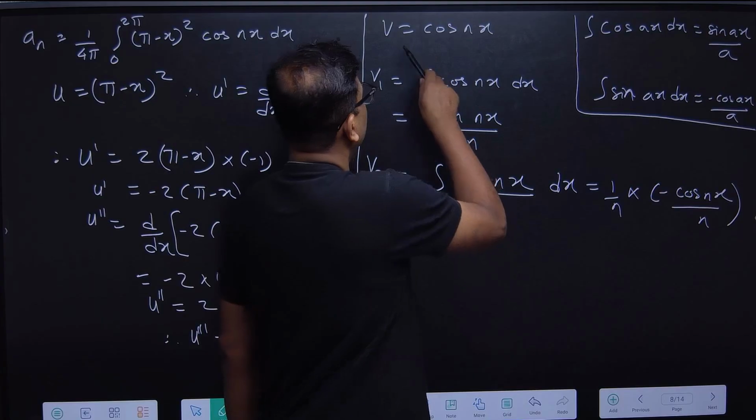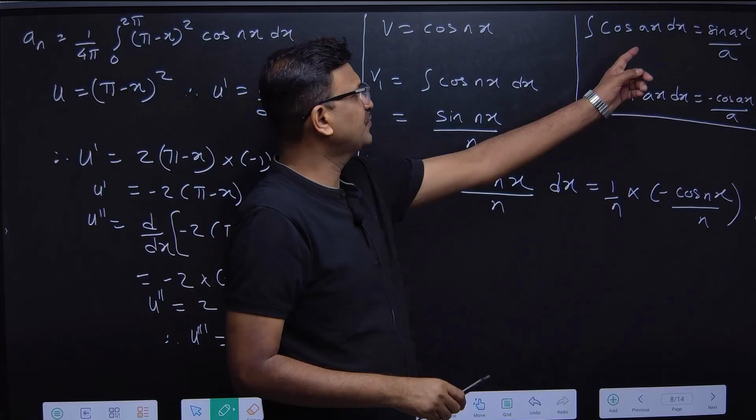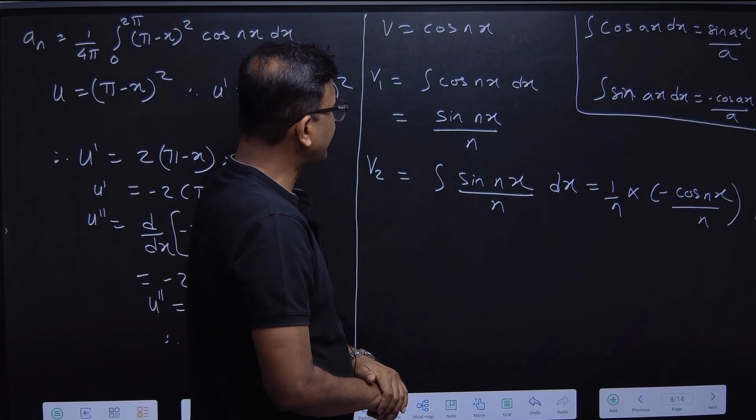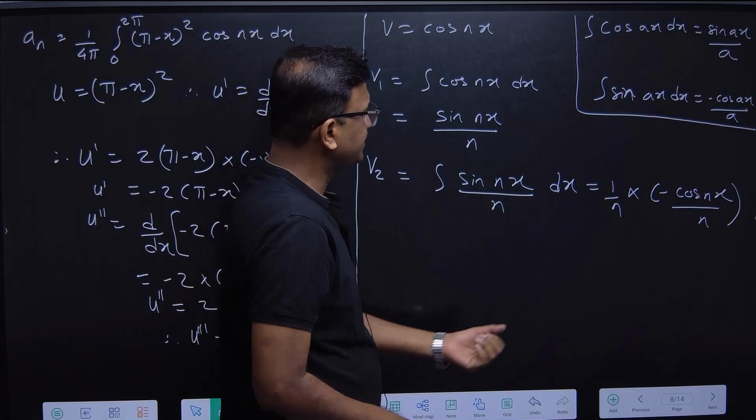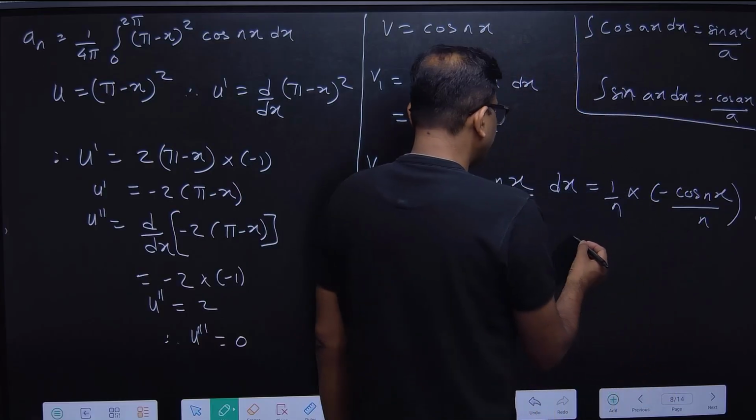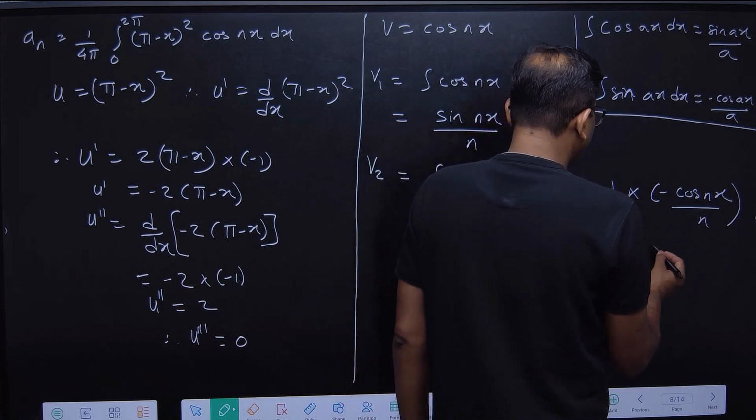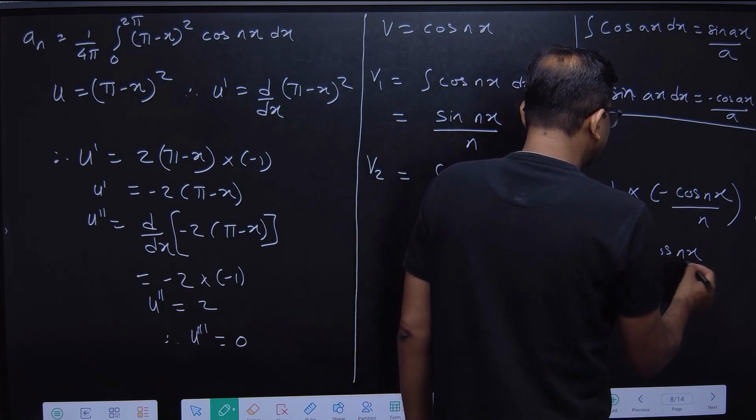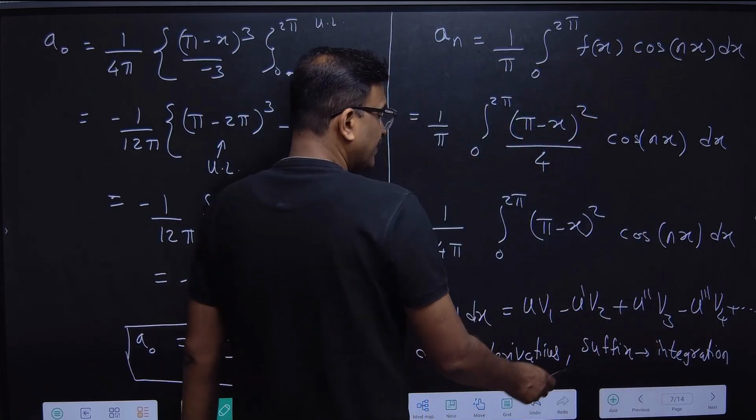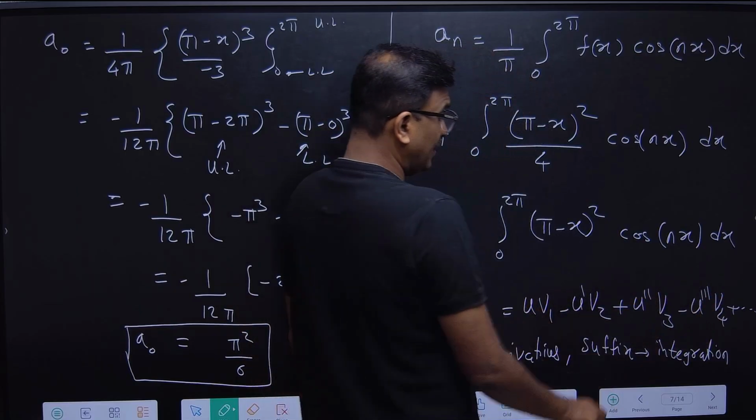So v is cos nx, v1 is integration of cos nx, which is sine nx upon n using this formula, and then v2 is the integration of v1, so it is integration of sine nx upon n. We'll take 1 upon n outside, this is going to be minus cos nx upon n. So we get v2 is equal to minus cos nx upon n square. Remember here we have terms till u double dash, u triple dash is 0. We don't have to find v4, but yes, we'll have to find v3.